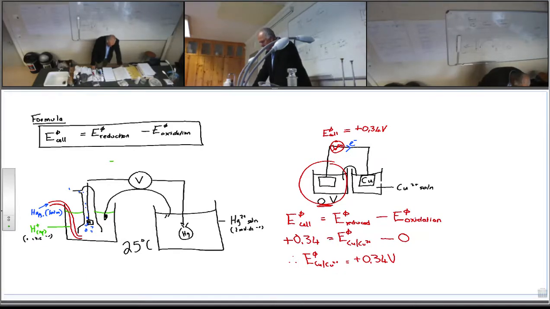Okay? Notice you've got a standard H2 H plus half cell. The temperature is 25 degrees. Concentration is 1 molar. And any gases are at 1 atmospheric pressure.